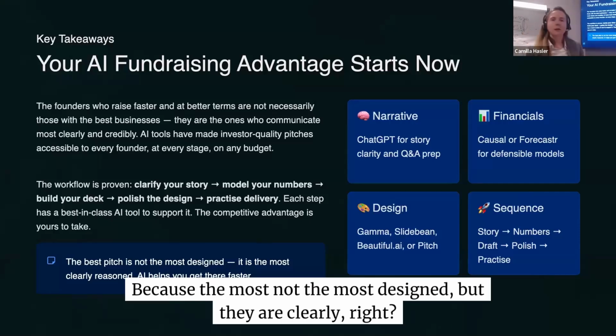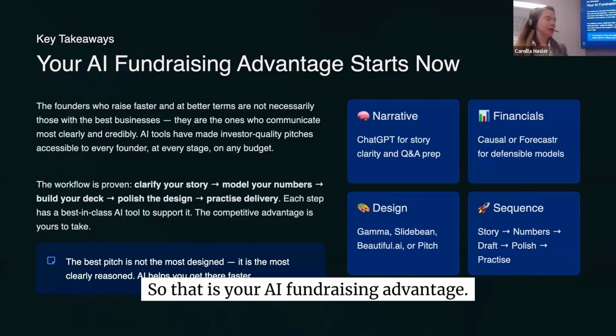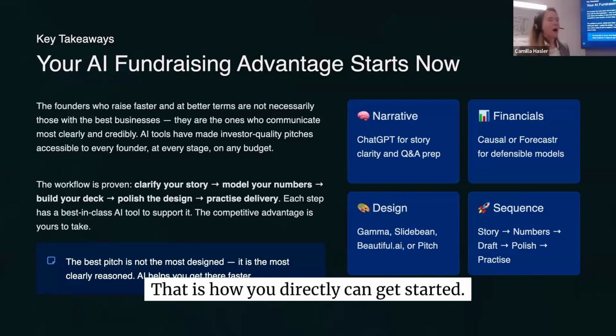Because they're not the most designed, but they are clearly outlined. So that is your AI fundraising advantage. That is how you directly can get started.